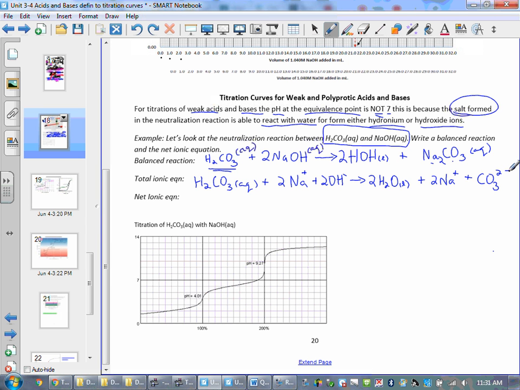CO3 is 2 minus, right? Yeah, CO3 is 2 minus.